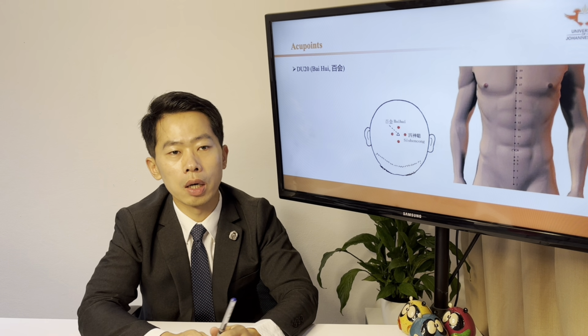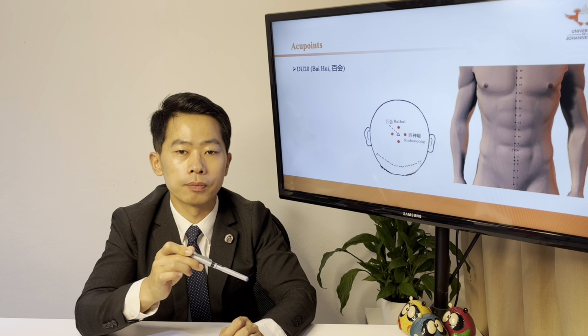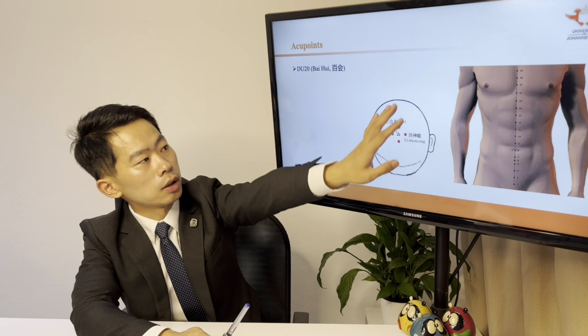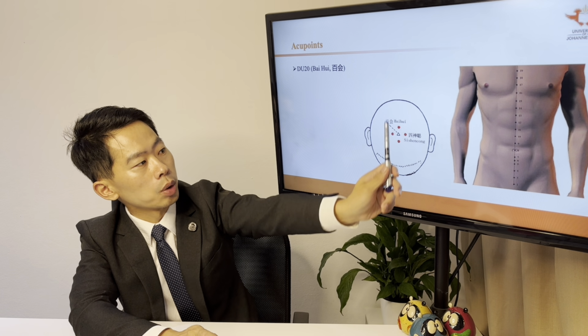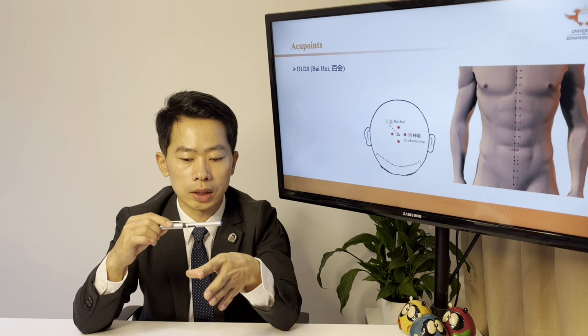So this is actually one of the principles in acupuncture. We point at the disease, we point at the location of the disease. So for example, if the disease is at the back of the head, then we point there. Okay. So this is also very similar to large intestine 4.